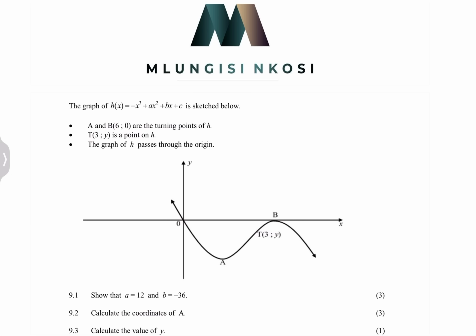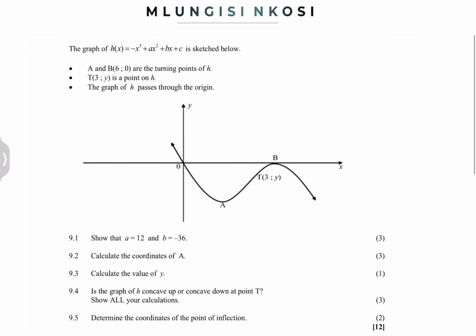Right, so they say to us we've got the graph of h of x, which is minus x cubed plus ax squared plus bx plus c, is sketched. We've got a and b, which are the turning points of h. And we've got t, which is 3 and y, a point on our graph. And then they say the graph h passes through the origin. That's quite important because already it tells us that our c value, our y-intercept, is 0. Now, they say to us, show that a is equal to 12 and b is negative 36.